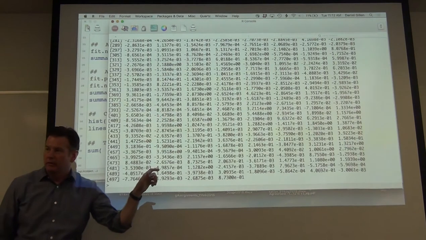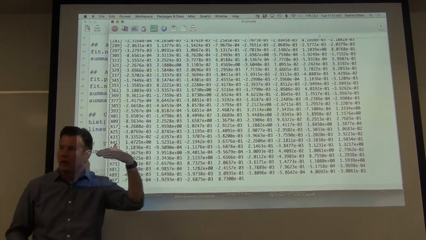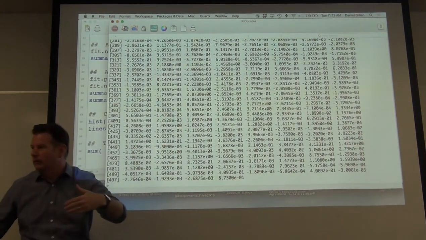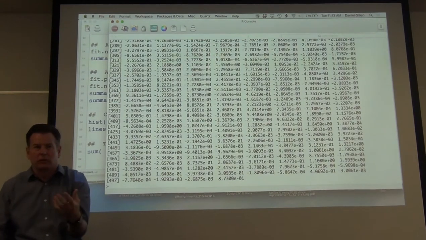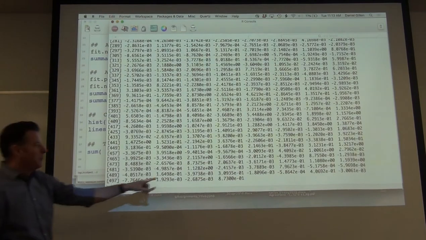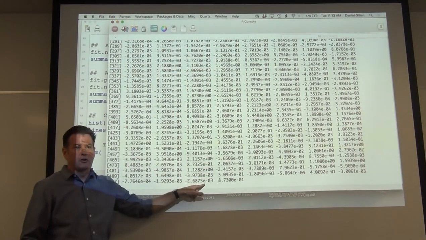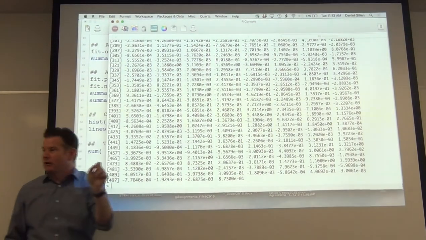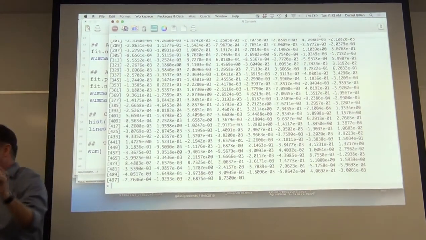Should they be negative? No, right? Because I'm going from a full model to a reduced model in some sense. So that's why you can approximate this with the chi-square. It's always positive values, right? Think about it like that. The negatives are coming from the non-convergence. Okay, so those are the ones. Now, they're all very, very small, so it's not really impacting you too much.